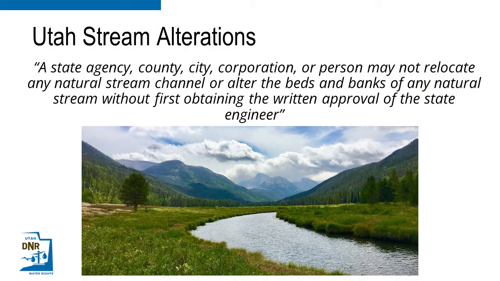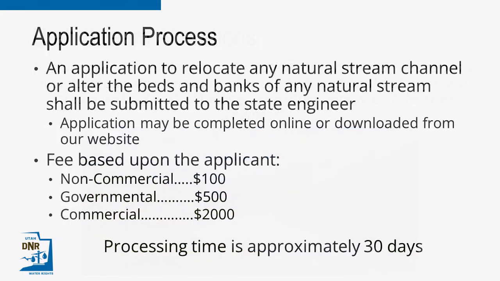Now we'll look at stream alterations. Authority for the State Engineer's Office to oversee stream alterations comes from Statute 73-3-29 and Administrative Rule R655-13, which states that a state agency, county, city, corporation, or person may not relocate any natural stream channel or alter the beds and banks of any natural stream without first obtaining the written approval from the state engineer. Approval to alter a stream is received through the stream alteration application process.